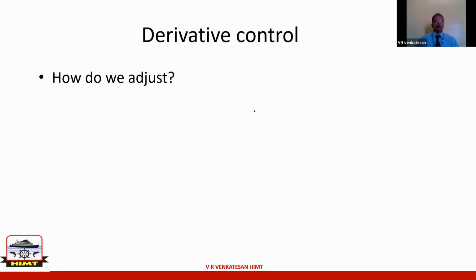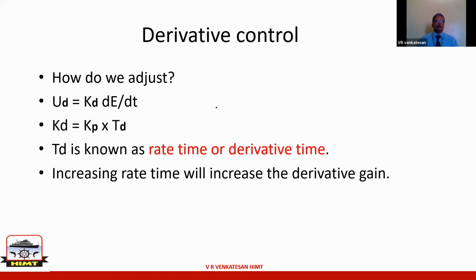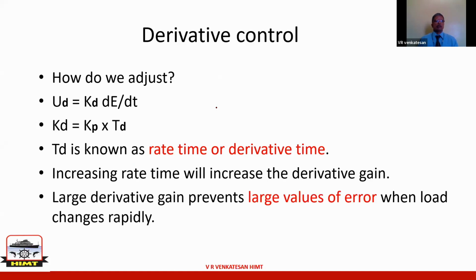And if you go and see how we adjust this, this is the equation. Once again, the derivative gain can be written like this. It is Kd = Kp x Td. What is Kp? Proportional gain. Kd is derivative gain. So the relation is this. Td is known as rate time or derivative time. In a later slide, you will see the comparison between the two of them, as you can see graphically. Now, increasing the rate time will increase the derivative gain.